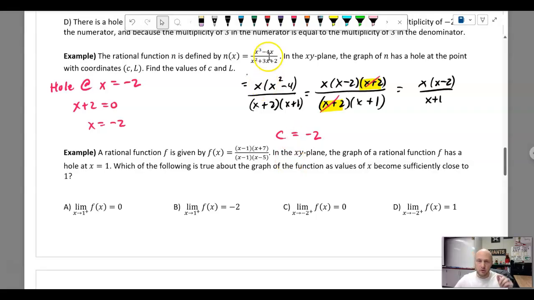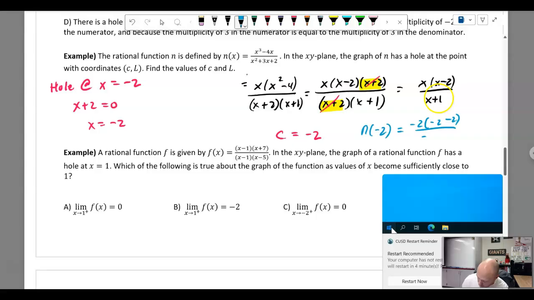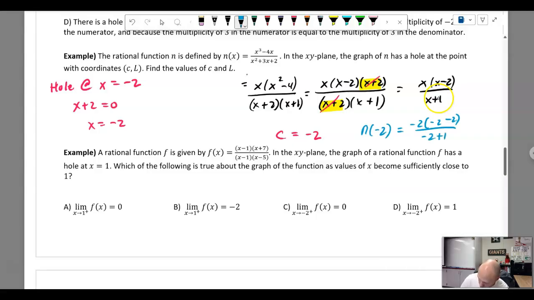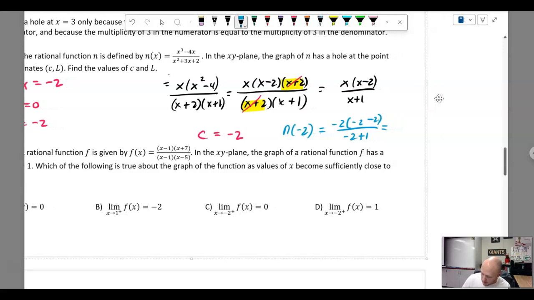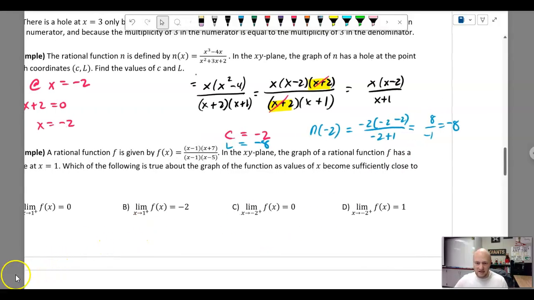If you plug in negative 2 into your original function, you're going to get an indeterminate. You'll get 0 over 0. I don't know what that is. So we're going to go ahead and plug in negative 2 into my reduced function. This function was called n. So n of negative 2 is equal to negative 2 times negative 2 minus 2 over negative 2 plus 1. And so what do we get? Negative 2 times negative 4 would be 8 over negative 1. And so we get negative 8. Okay, so l is equal to negative 8. There you go. There's c and l.